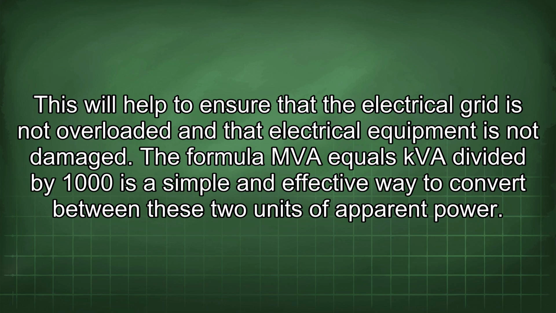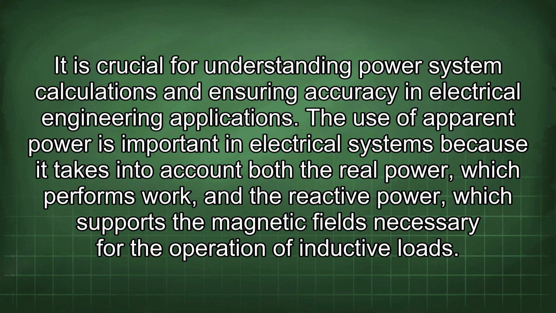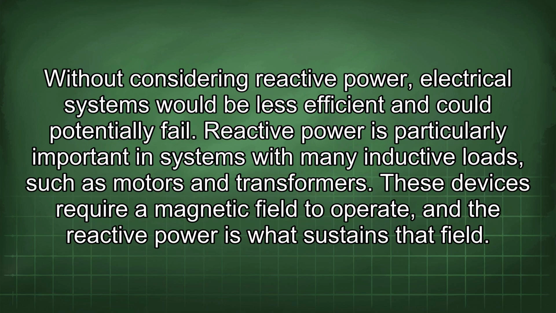The formula MVA equals kVA divided by 1000 is a simple and effective way to convert between these two units of apparent power. It is crucial for understanding power system calculations and ensuring accuracy in electrical engineering applications. The use of apparent power is important in electrical systems because it takes into account both the real power, which performs work, and the reactive power, which supports the magnetic fields necessary for the operation of inductive loads. Without considering reactive power, electrical systems would be less efficient and could potentially fail.